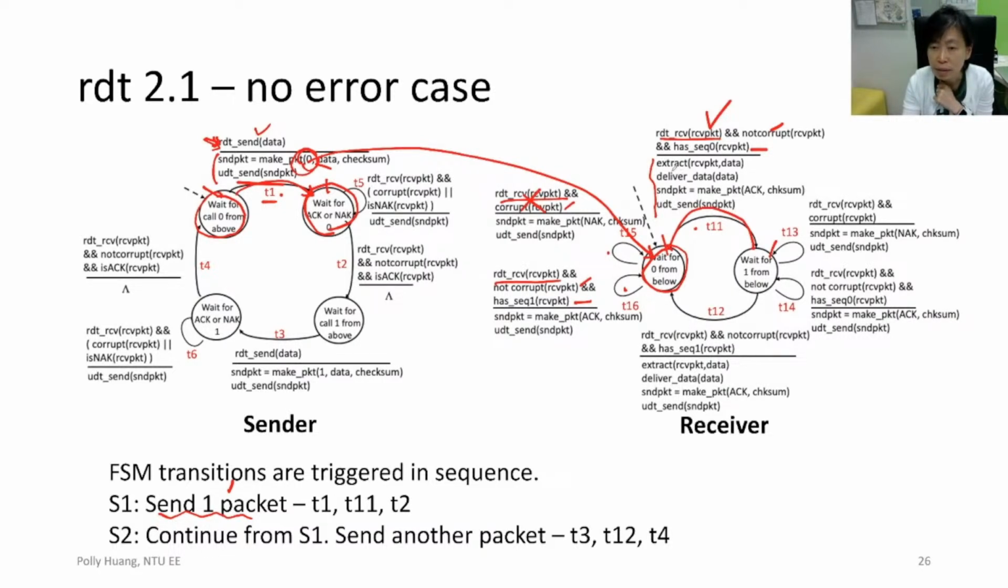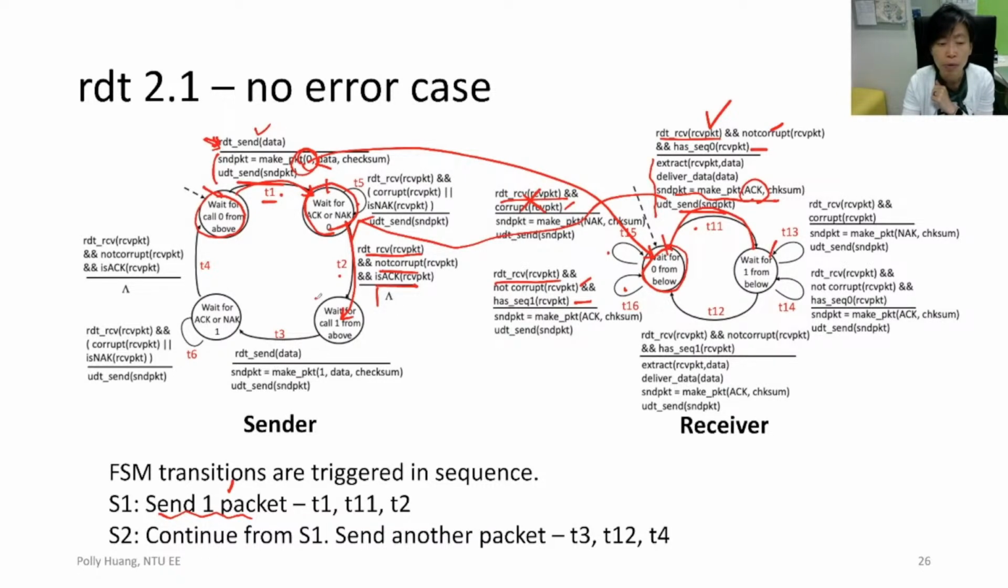Next, over here, the receiver is generating an ACK packet and it's being sent back. So that's going to trigger an ACK packet arriving back at the sender. The sender here is currently at the wait for ACK or NAK 0 state. There are 2 possible transitions. Which of these matches the ACK packet with no error? This one here: no error, and it's an ACK packet. So we'll be taking T2 and finish all the actions here, which is doing nothing, and enter the wait for call 1 from above state.